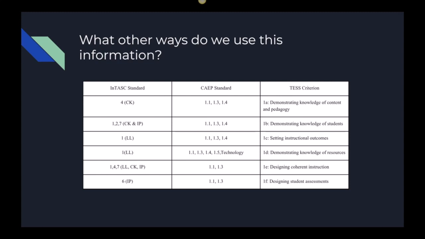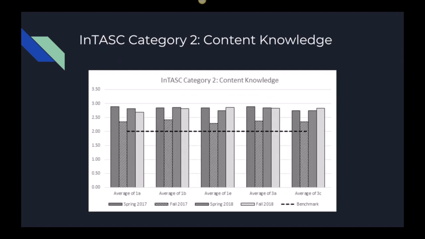What other ways do we use this information? Well, we can use it to align with the TESS standards. Every TESS criterion is linked to a TESS standard. TESS standards are the same thing as our Arkansas teaching standards. We can look at this, for instance, in TESS Category 2, content knowledge. We can see how our students are doing with content knowledge when we look at their scores in TESS. And we can compare that information with how our students are doing on the Praxis 2 content test scores as well. We can combine those together to get a snapshot of how our students are doing with content knowledge.